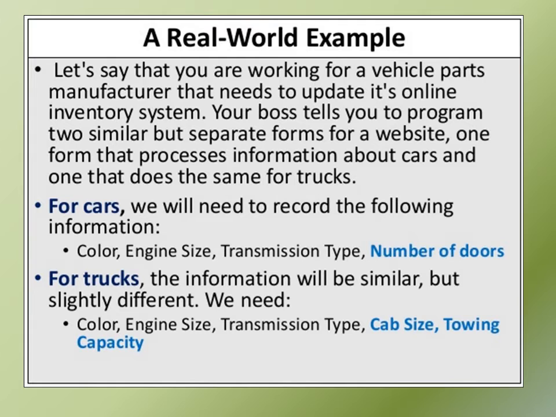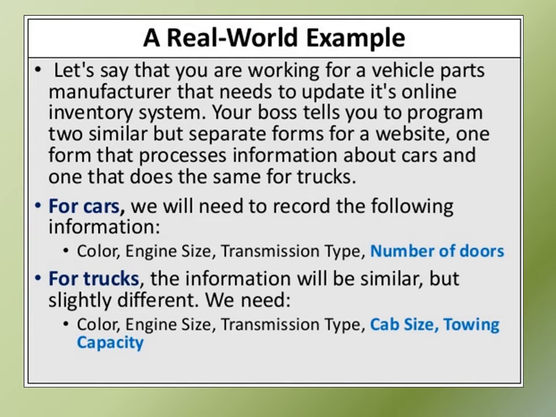One form that processes the information about the car, that is one form we create for the car, and second, one that does the same for the trucks. So two forms we are going to create for the two vehicles, that is the car and the truck. For cars, suppose we need to record the following information: color, engine size, transmission type and number of doors.